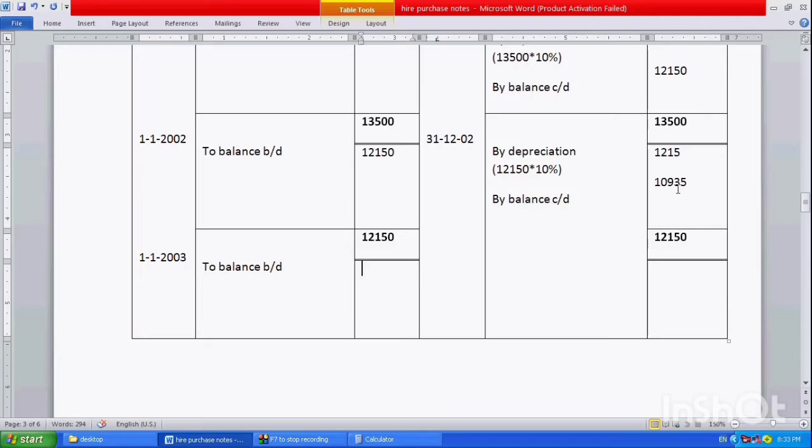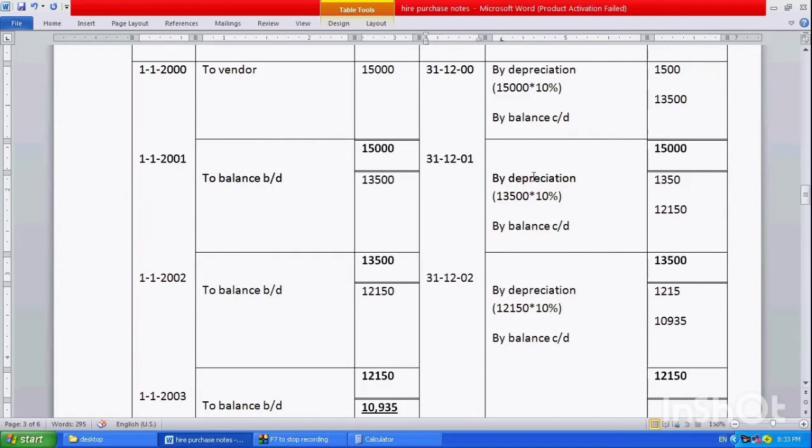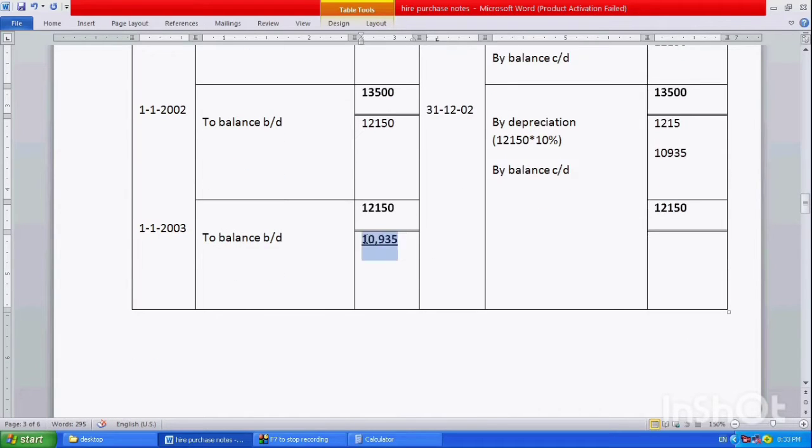Okay, to balance brought down. So balance brought down was the last balance carried on amount. How much? 10,935. But here I'm removing this underline amount. Okay, now 10,935 to balance brought down.